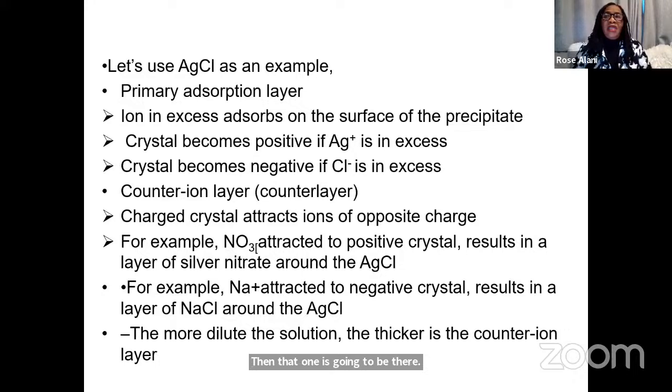On the other side, let's see the counter ion layer. The charged crystal attracts ions of opposite charge. So what is on the surface will attract another opposite ion that is inside that system. For example, you have nitrate attracted to the positive crystal, resulting in a layer of silver nitrate around the silver chloride.